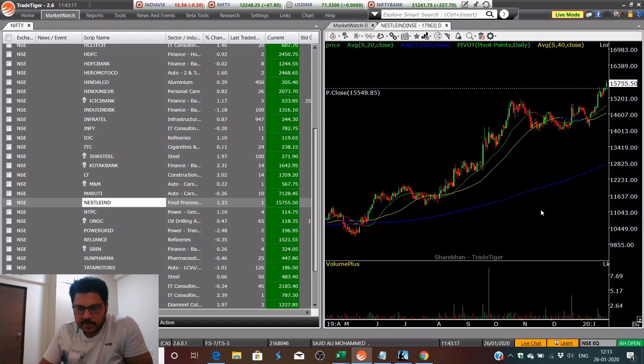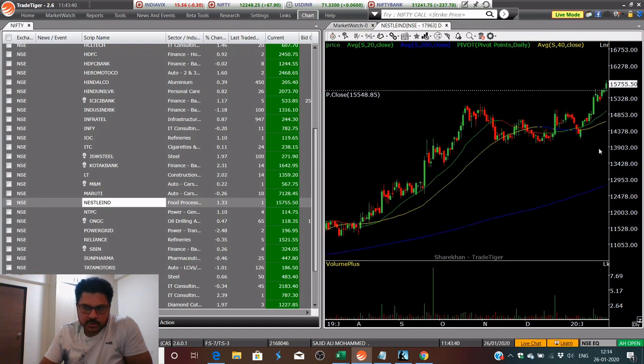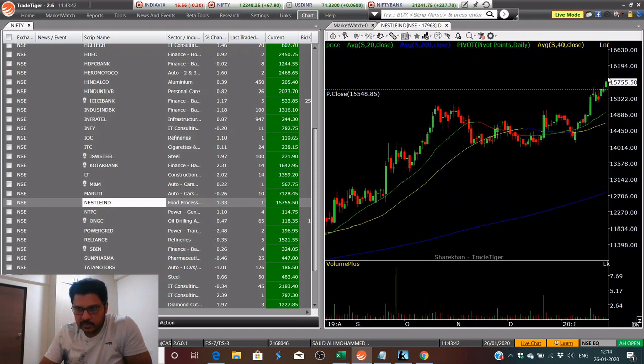Nestle is in a very good uptrend. You can see these 20 and 40 period moving averages are nicely supporting, and this was a trending period. Now it has gone sideways. It is going below and above the 20 period moving average. Below, above. And after that it has given a breakout. But this breakout, we are not sure till where it is going to go, but you have to watch.